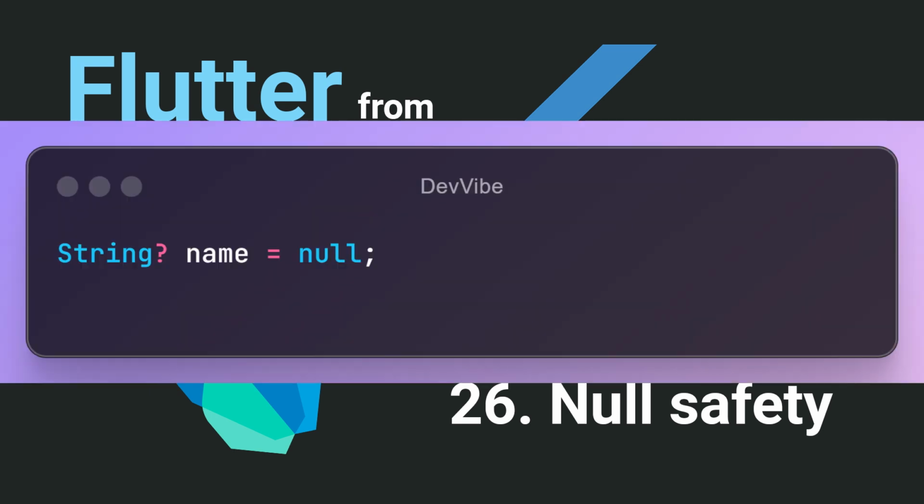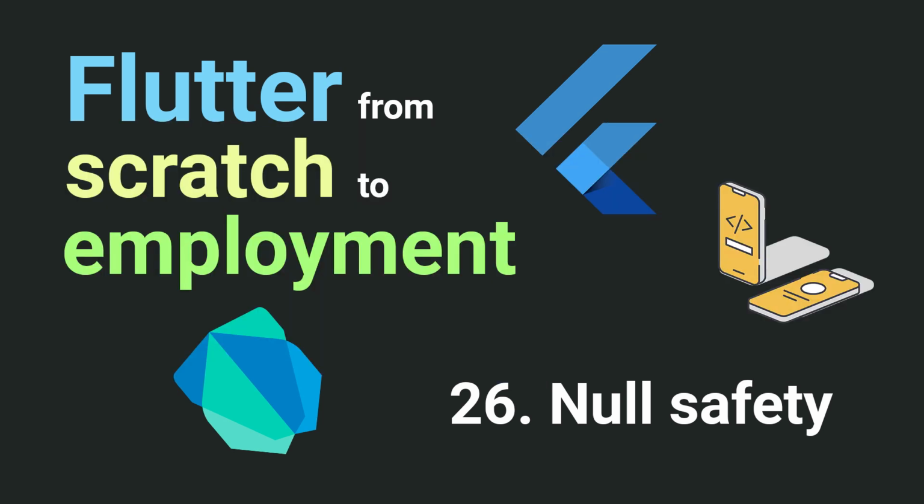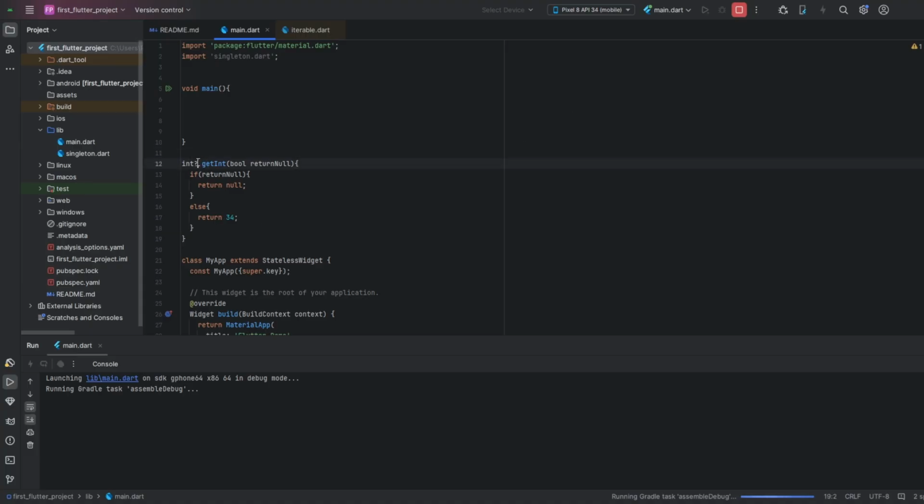To start with, let's recall that a nullable variable is one that can either have a value or be null. Now, let's take a look at how to work with nullable variables in practice. Suppose we have a function that can return either an integer or null. To write such a function, you need to add a question mark to its type. Here's an example. This function, depending on its parameter, returns either null or a regular number.